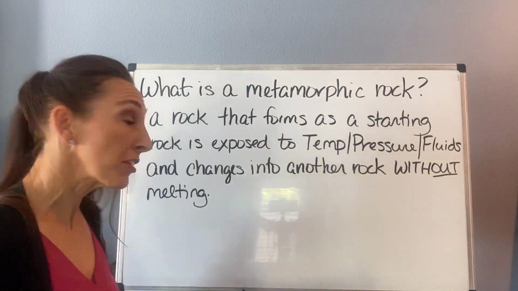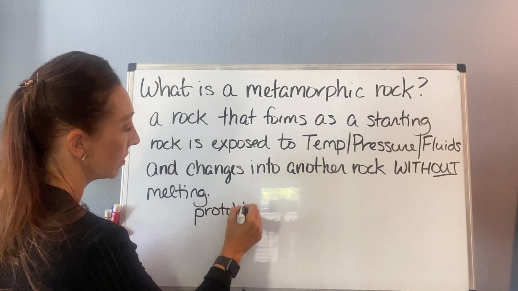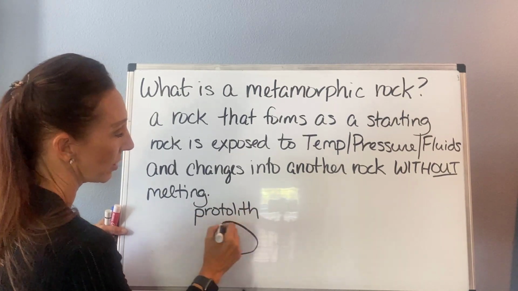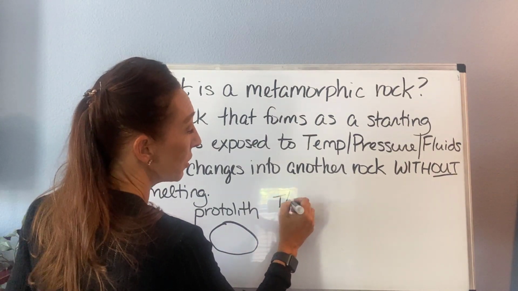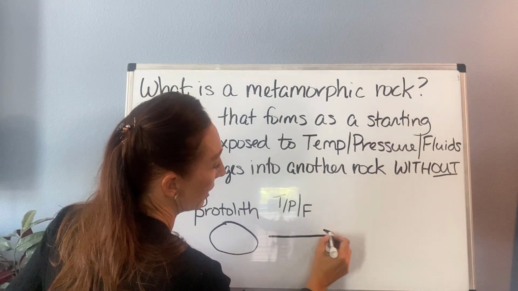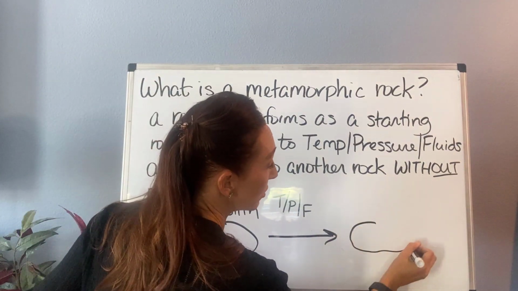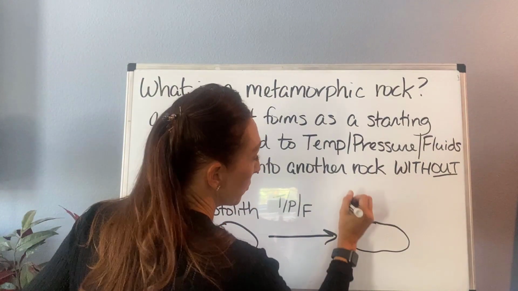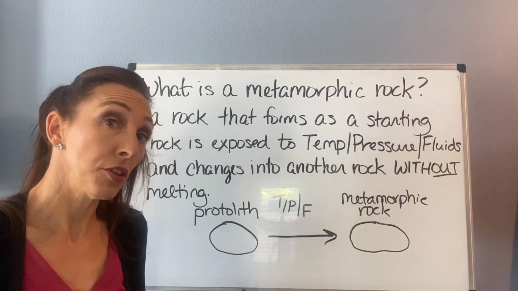Okay, so if we have our starting rock, which we actually call a protolith, here's our starting rock, and we're going to expose it to elevated temperatures, pressures, and fluids. And through that exposure, it's going to morph and change into our metamorphic rock. The key here is there's absolutely no melt.